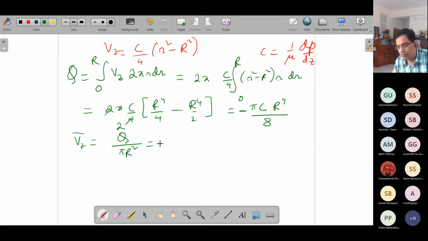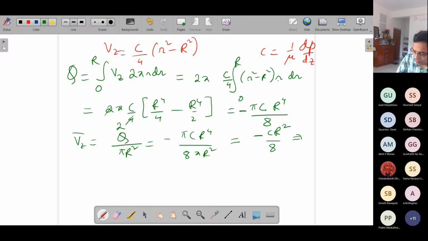That is, if this flow rate was uniformly distributed over the entire cross-sectional area of the pipe, what would that be? So that is minus pi C r^4 by 8 by pi r square. So that becomes minus C r square by 8. So that means C is nothing but minus 8 Vz average by r square.